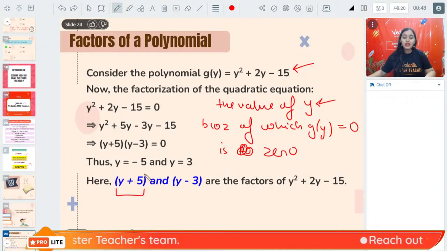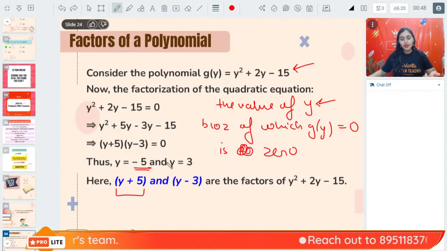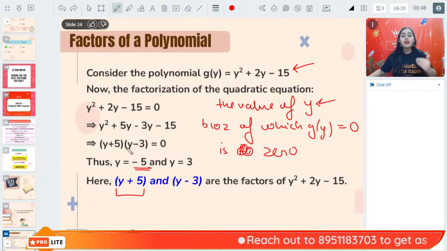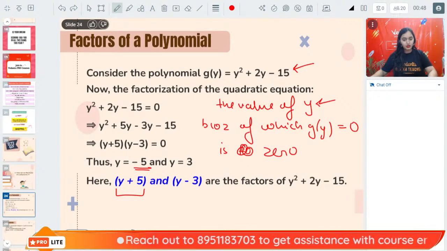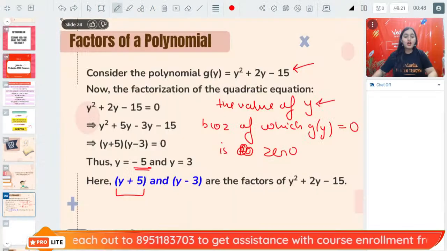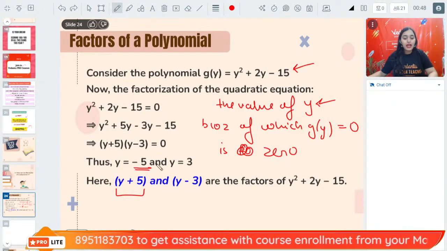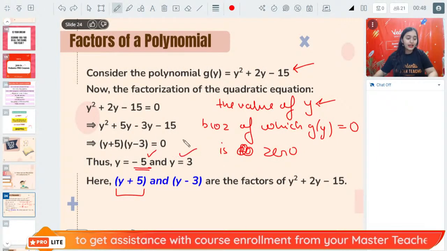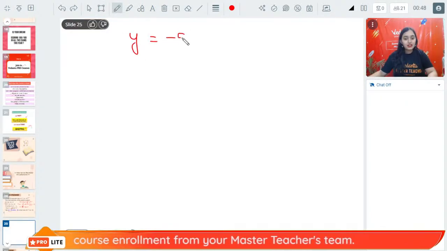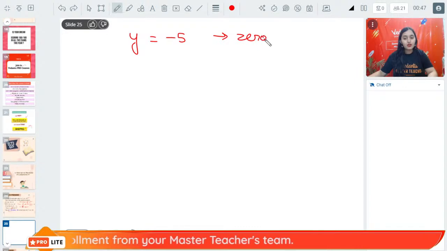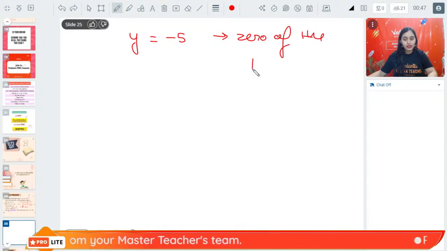And this value, whatever value you are getting, if you write it in this format, for example, if minus 5 is the 0 of the polynomial, okay? So here what we have done, we have found out that at y equals minus 5 and y equals 3, we get the 0 of the polynomial. Okay. So if y is minus 5, it is a 0 of the polynomial.